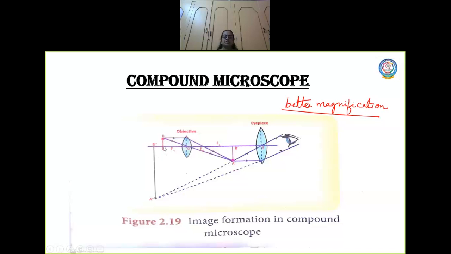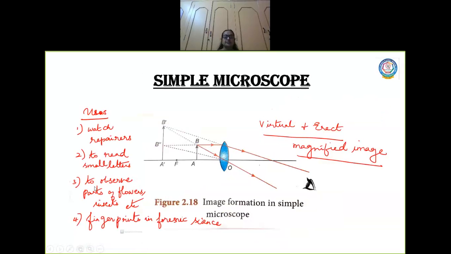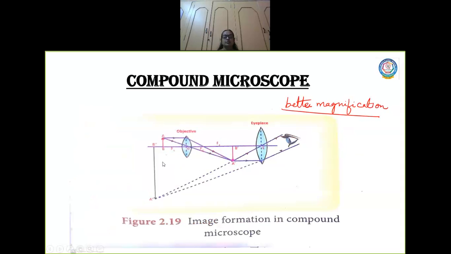The object is very small in size. Look at the image here. Is it clear? So this is the image that is formed, and when compared to a simple microscope, look at the size of the image in the compound microscope. This is the size of the image in the simple microscope. Now, in the compound microscope you have a much larger image, because as I told you, the compound microscope has better magnification.